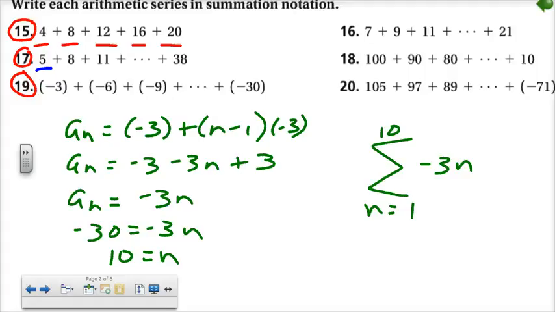Again, you can check, put the 1 in there, you'll see that you do get the -3, then put the upper limit in, put the 10 in, you get -30, and you certainly could put 1, 2, 3, 4, 5, etc. in there. It's going to work. That is going to work.